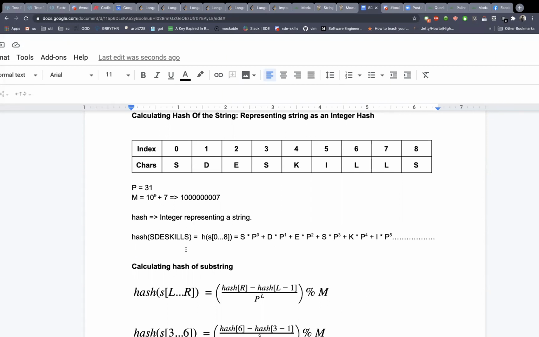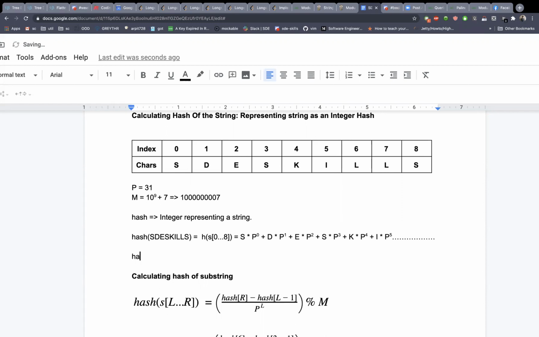If you want to calculate the hash of a string, then we simply write it as s into p raised to 0, this equation which we have. The first character is s. By s I mean the integer value of s, not exactly the ASCII value, but the code in the order of 1 to 26. So s would have some rank, and that rank we will put in place of s over here.